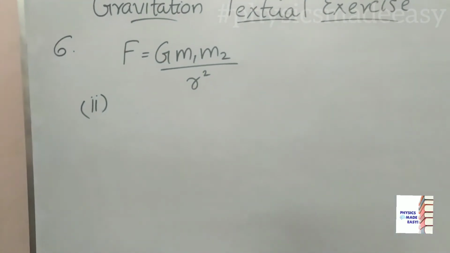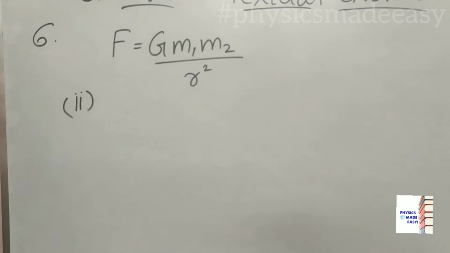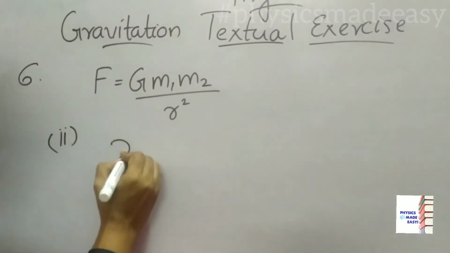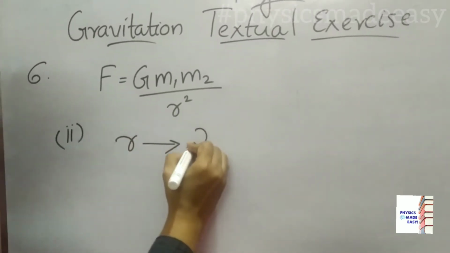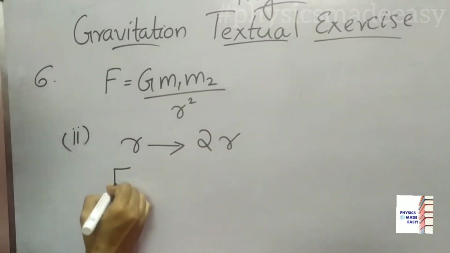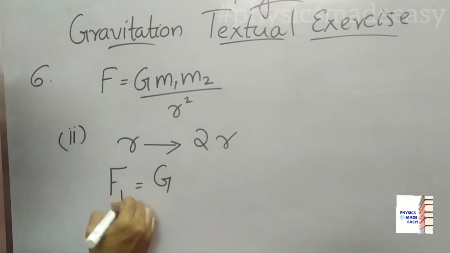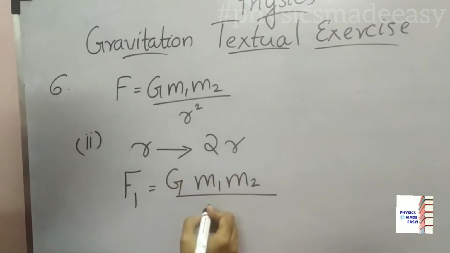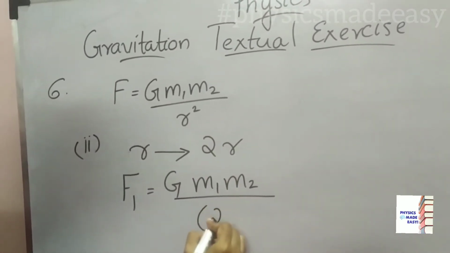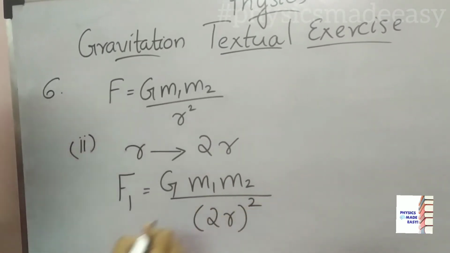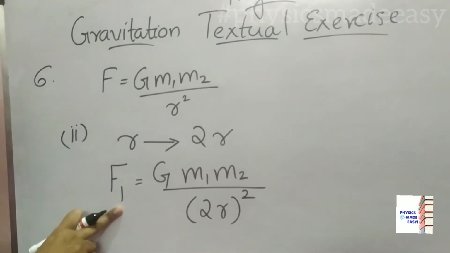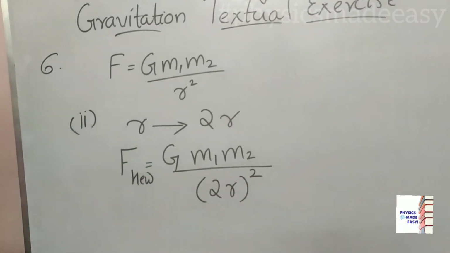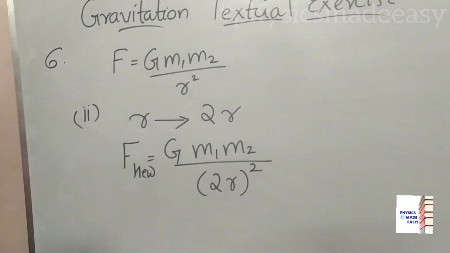Then the second part: the distance between the objects is doubled and tripled, what will happen? Here if the distance is doubled, r becomes 2r. F1 is equal to G m1 m2 divided by r square. Instead of r you have to write 2r the whole square. Children, here I wrote F1. If you want, you can write F new. Anyway, no problem there. You can decide what to write there.